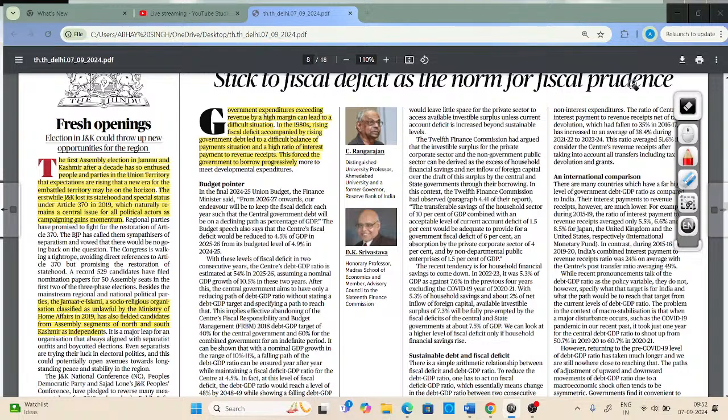Now the central idea of this whole article is basically that if government is spending more and more, then there's one thing that we have to understand: development comes at a certain cost.